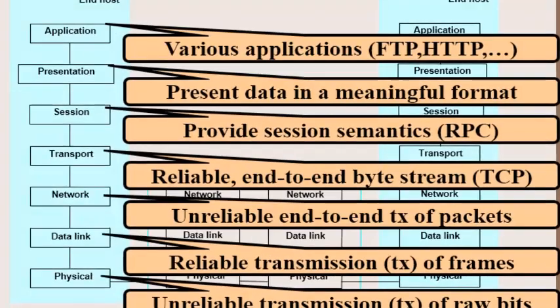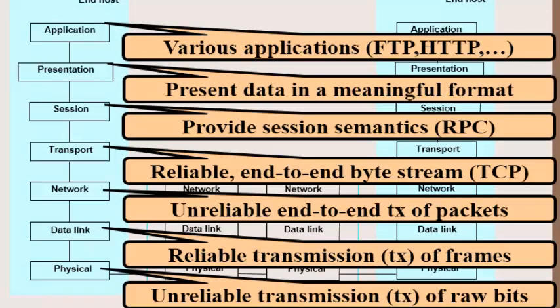Now, generally, this is the end host and this is another host. Applications are generated in the application layer. Then we have the presentation layer, session, transport, network, data link, and physical layer. In the application layer there are various applications: FTP, HTTP, mail, and you can do a lot of things here. Presentation presents data in a meaningful format. Session provides session semantics.